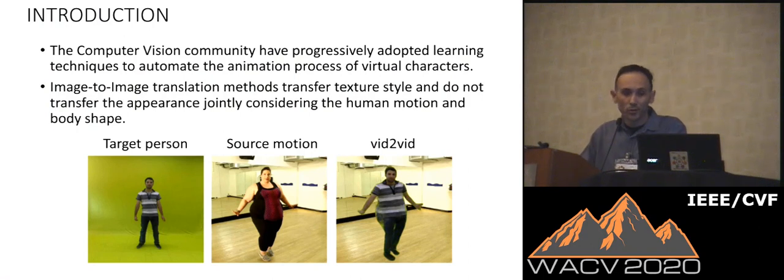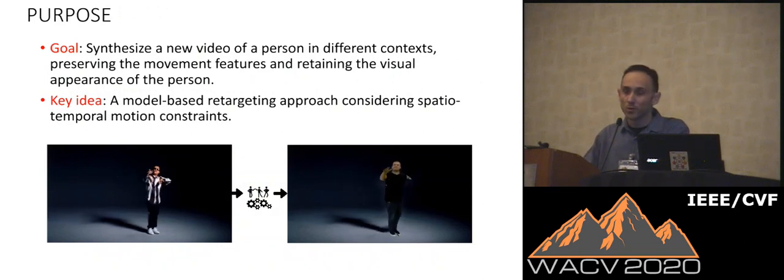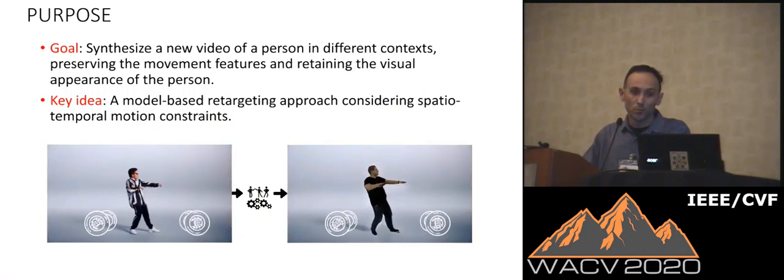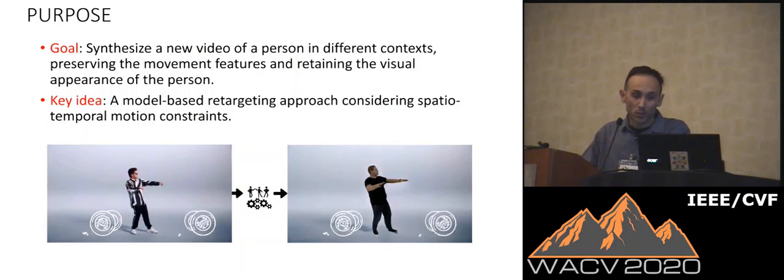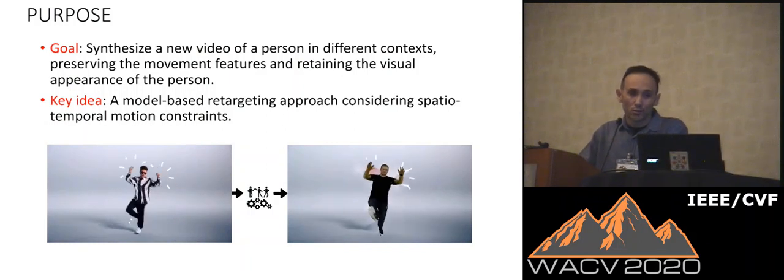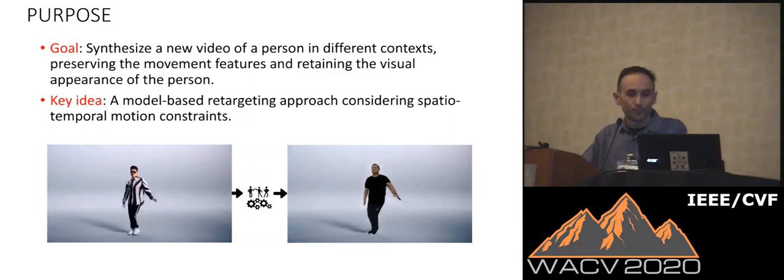Well, people are different. We have different shapes, different sizes. When you transfer only texture, this is what you get. So in this work, our goal is to synthesize a new video of a person in a different scene, preserving the movement, features, and also retaining the visual appearance of the person. Our idea is to apply a model-based retouch approach that considers spatial temporal motion constraints, like this video.